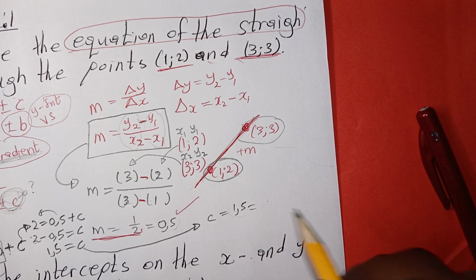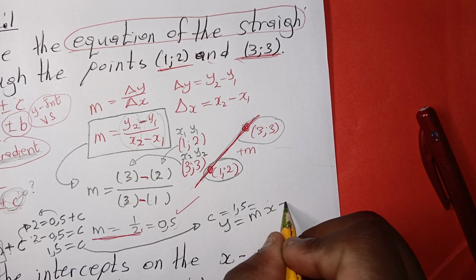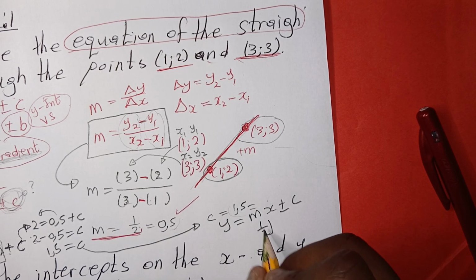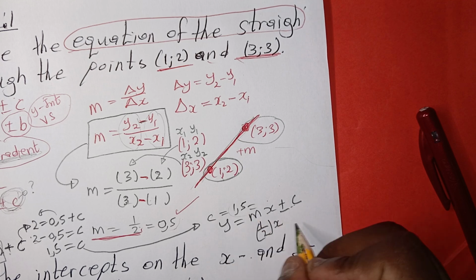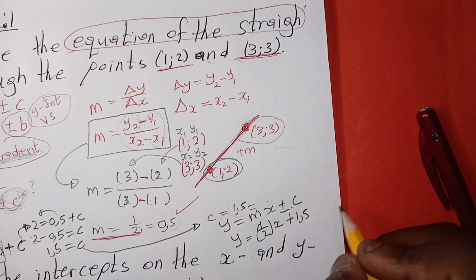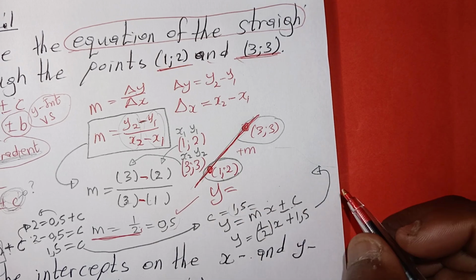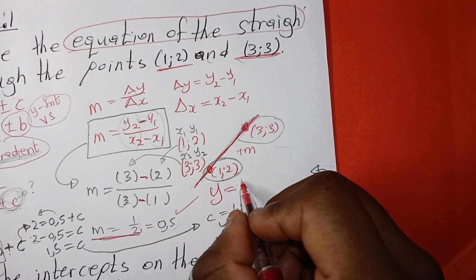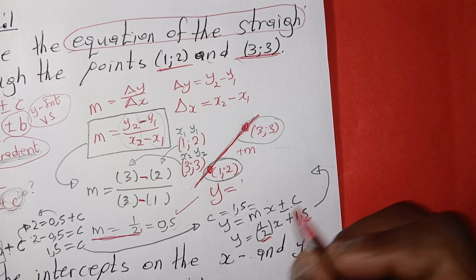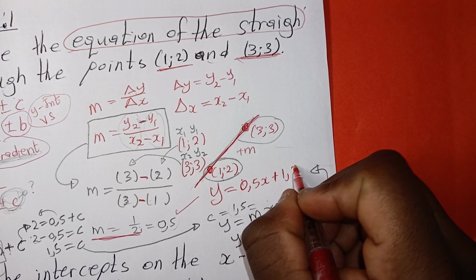Now to substitute into your equation, it becomes y = mx plus c. You know the gradient is 1 over 2, and now you know the y-intercept is positive 1.5. So the final equation becomes y equals, if you want, in fraction format, 1 over 2 x plus 3 over 2, or in decimal, 0.5x plus 1.5.